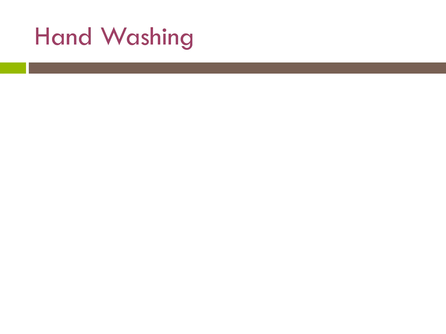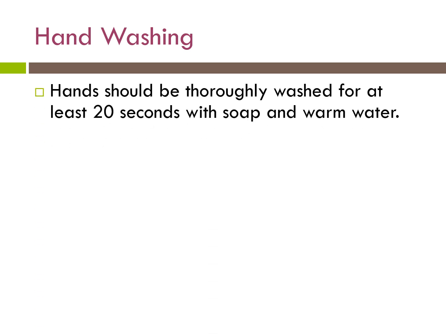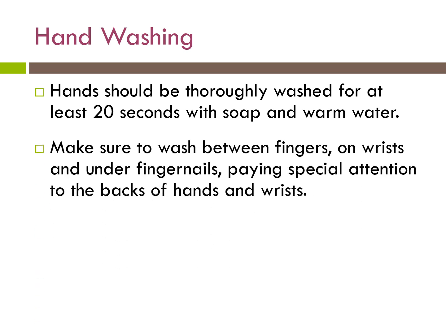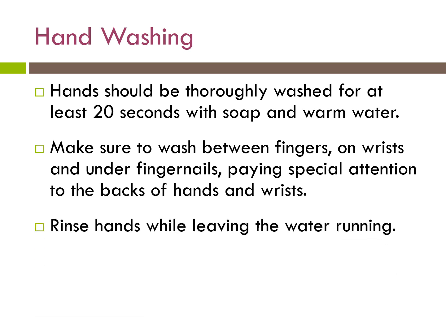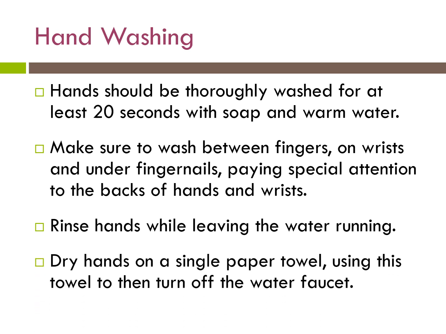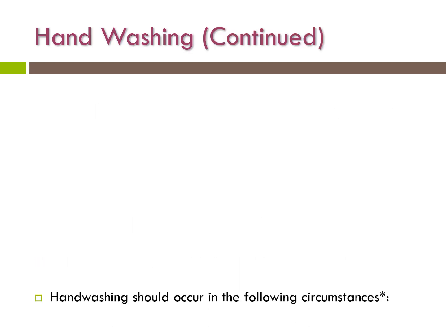What is the guidance for hand washing? Hands should be thoroughly washed for at least 20 seconds with soap and warm water. Make sure to wash between fingers, on wrists, and under fingernails, paying special attention to the backs of hands and wrists. Rinse hands while leaving the water running. Dry hands on a single paper towel, using this towel to then turn off the water faucet.